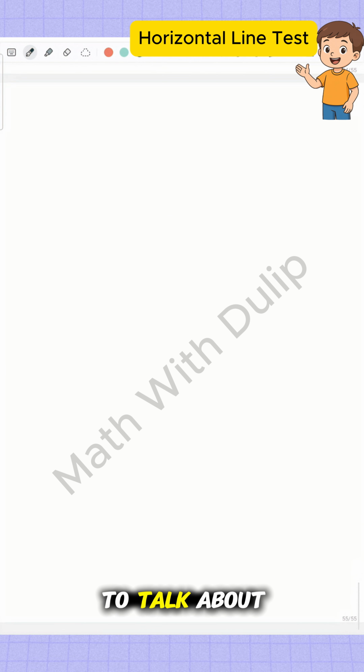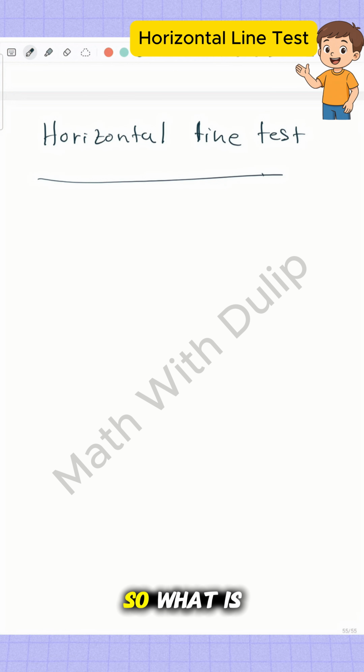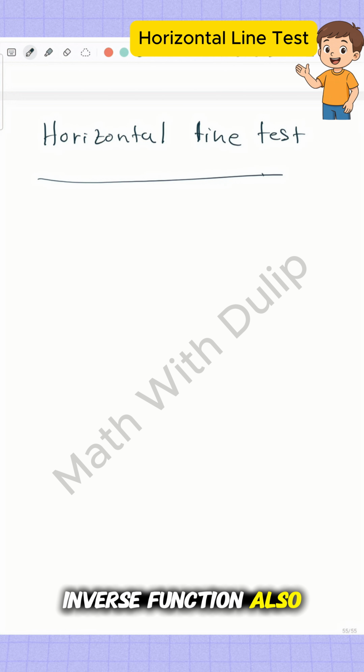Okay, finally, I want to talk about the horizontal line test. What is the horizontal line test? The horizontal line test is to determine whether the function has an inverse function. We have to show that the function is one-to-one, and I'm going to show you how to check whether a function has a one-to-one relationship or not. It should pass the horizontal line test. If the horizontal line touches more than once, it means that the function doesn't have a one-to-one relationship, and then its inverse is also not a function.